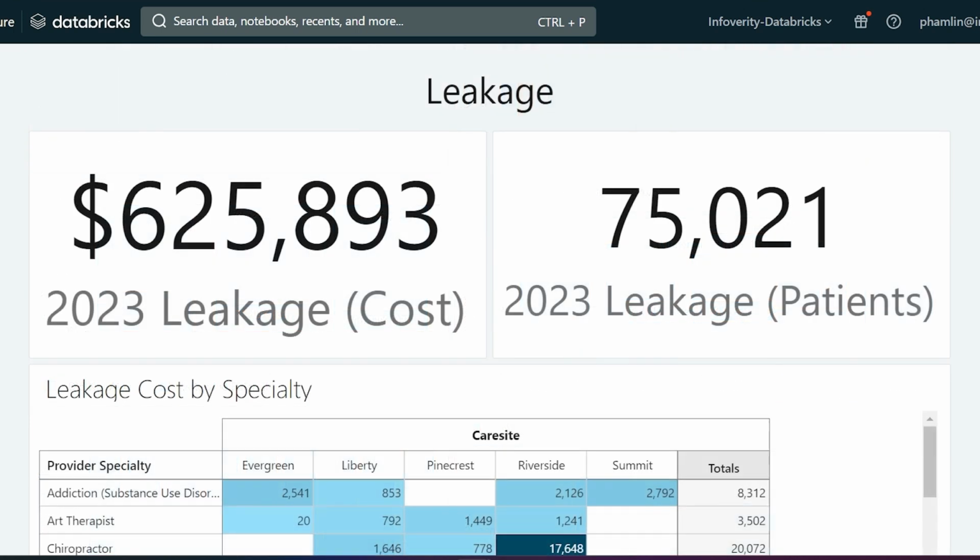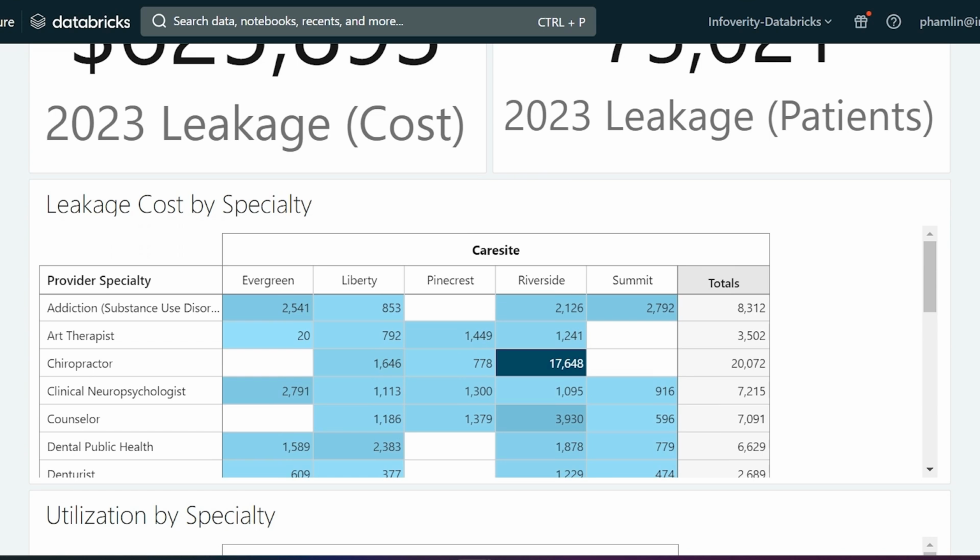Now I jump into this leakage dashboard, where we take the next step of splitting up missed referrals by care site and specialty, color-coded by how much it is costing the organization, illustrating the leakage. Now we can see that there is significantly greater leakage for chiropractors at the Riverside care site.